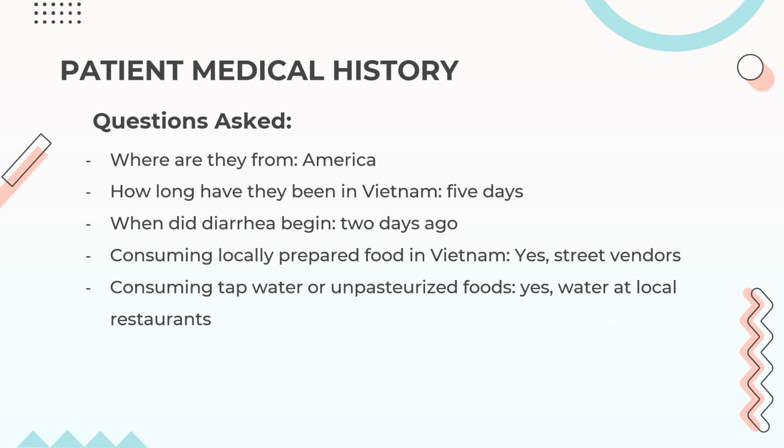During the examination, I asked where they're from, and they're American; how long they've been in Vietnam, which has been only 5 days; when the diarrhea began, which was 2 days ago; and if they've been consuming locally prepared food, and they have, from the street vendors; and consuming tap water or unpasteurized foods, and they've been consuming tap water at local restaurants.